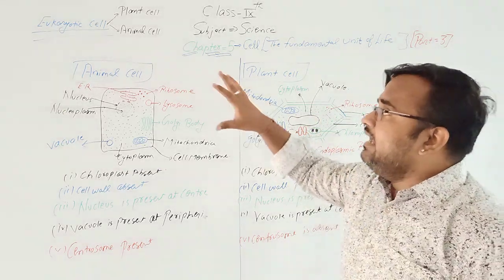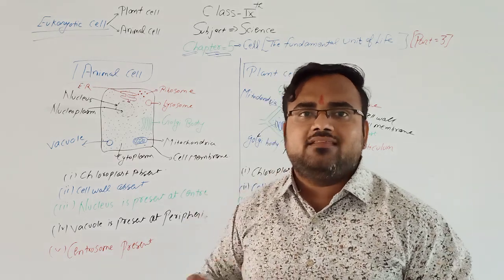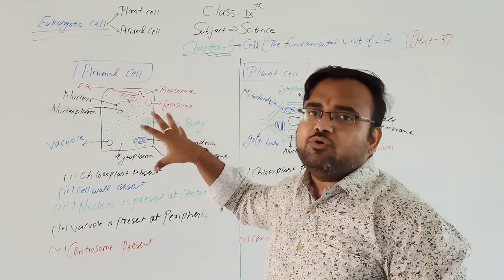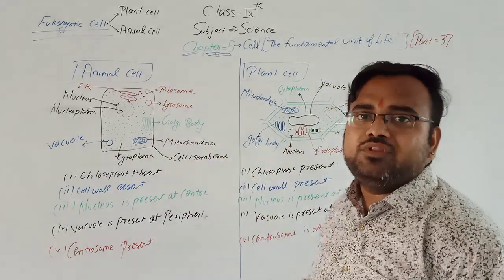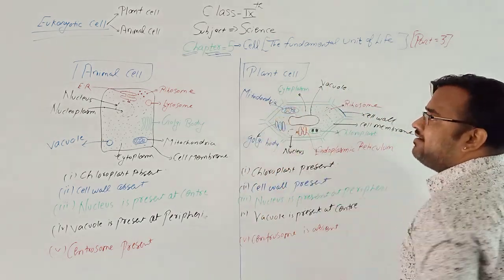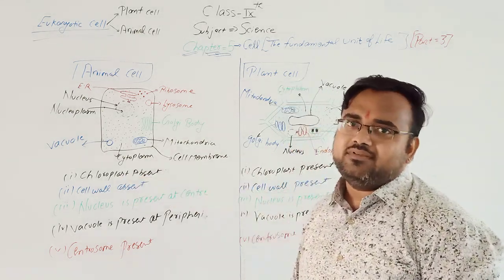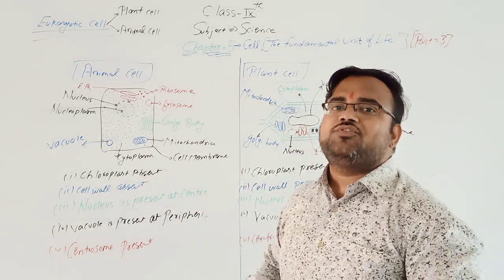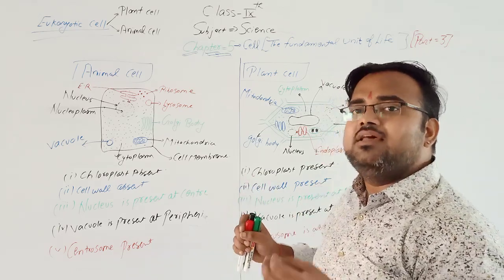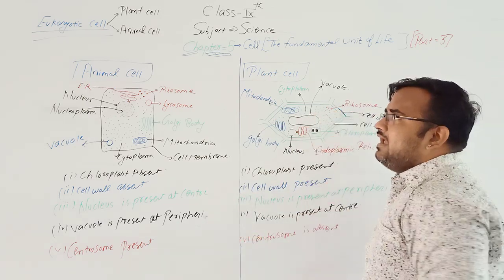In an animal cell, chloroplast is absent because the animal cell does not do the process of photosynthesis, but the plant cell does. Therefore chloroplast is present in the plant cell and absent in the animal cell, because for the process of photosynthesis chloroplast should be there. So these are the basic differences between the plant cell and animal cell.